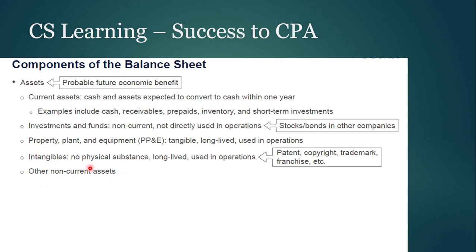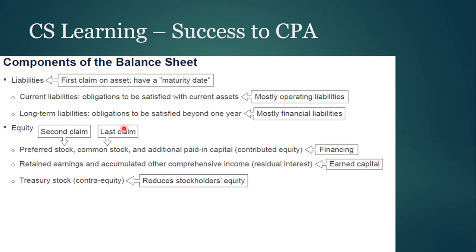So the remaining part we can categorize under the non-current assets. Let's move to the next slide. The components of the balance sheet basically have the liability, which is the first claim on the assets, as I mentioned some time back. Whatever assets you have, if any liabilities are there, they come first.